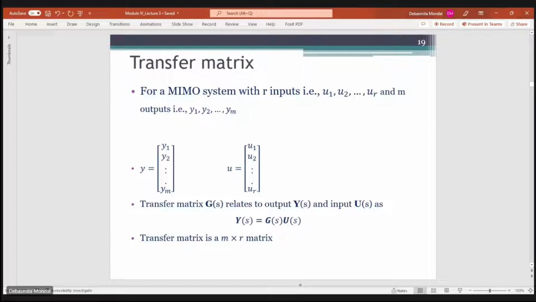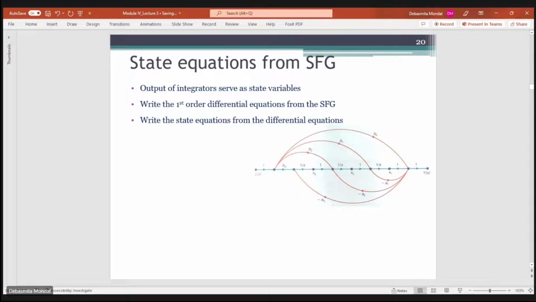If your output and input are related by this equation, that Y(s) is equal to G(s) into U(s), in that case G(s) is known as the transfer matrix. G(s), the transfer matrix, relates the output Y(s) to the input, and in case you have M number of outputs and R number of inputs, the transfer matrix is an M cross R matrix. Then we'll see how to derive the state equations.